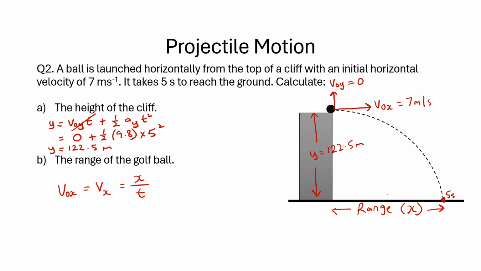Here I know v naught x, and I know the value of the time taken to reach the ground, from the beginning to the end. Therefore I can use this formula to find the range. So let's make the range the subject. So x equals v naught x times the time. v naught x is equal to 7 and the time is 5 seconds. And 7 times 5 equals 35 meters. So here x is equal to 35 meters.